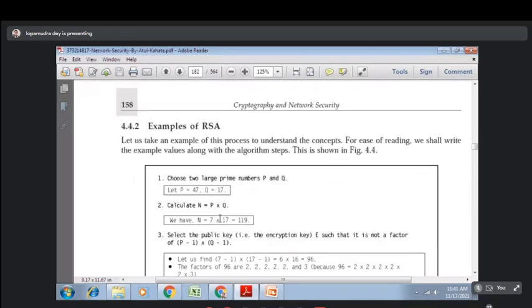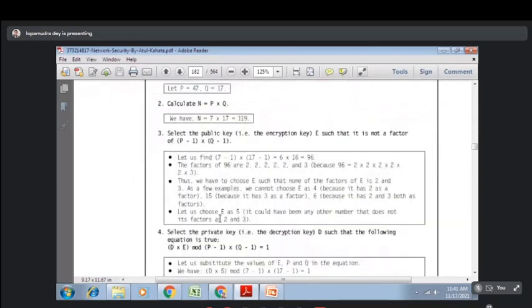So let's discuss this with the help of a mathematical example.